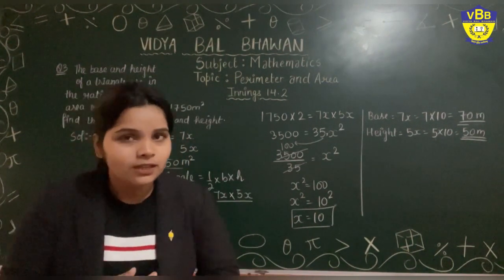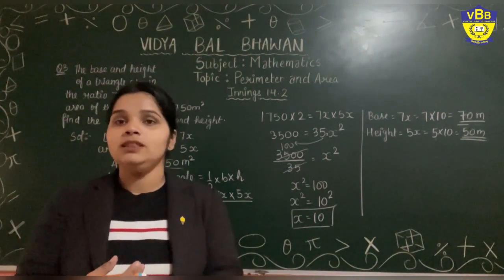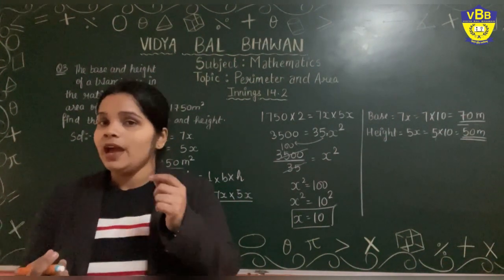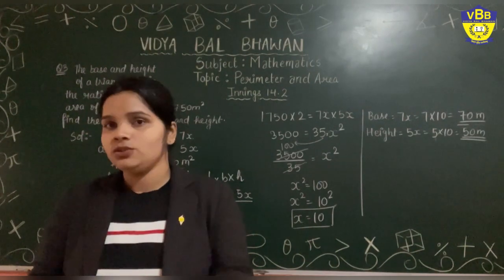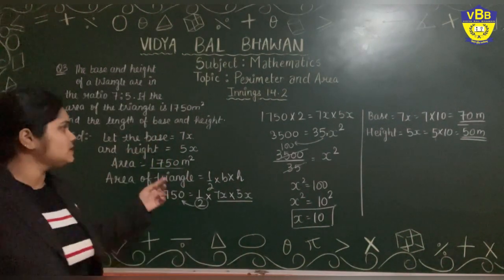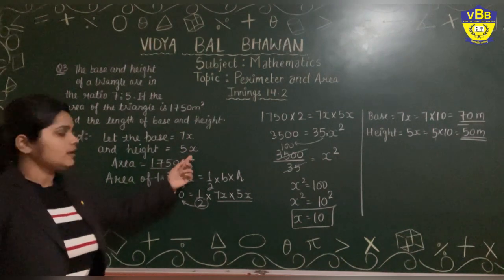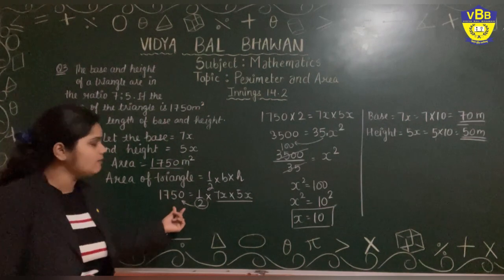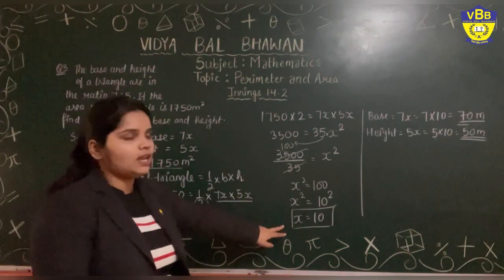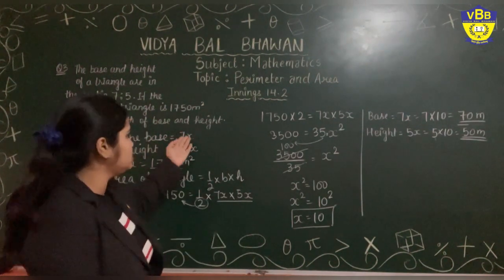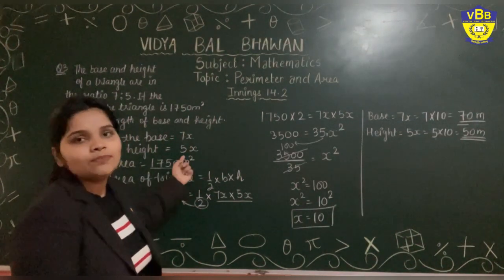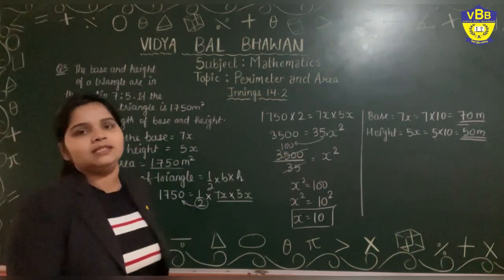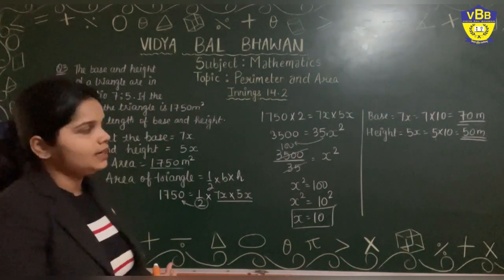Area was given, base and height were given in the ratio 7:5. That was not the actual length of base and height, it was in the ratio. We have considered it to be 7x, 5x. Putting all these three things in the formula of area of triangle, we have calculated the value of x. After getting the value of x, substitute it back into the length of base and length of height. That will give you the answer, base as 70 meter and height as 50 meter.